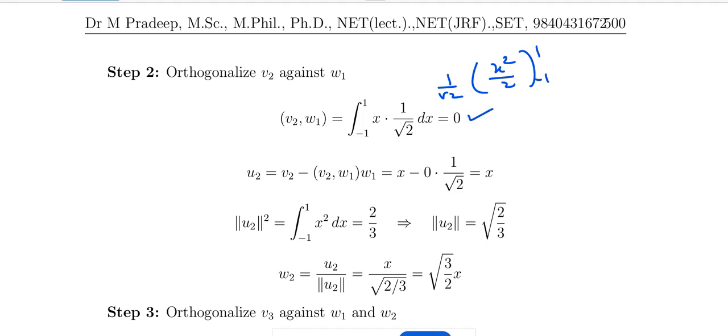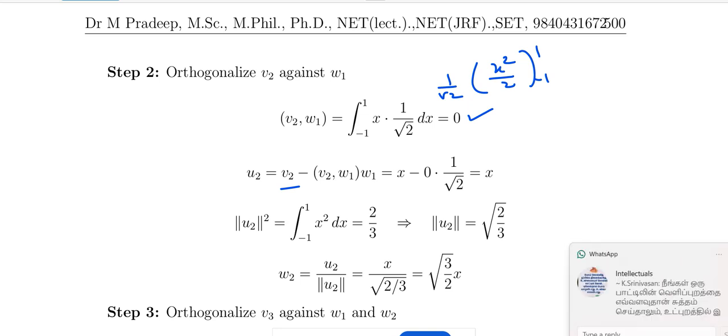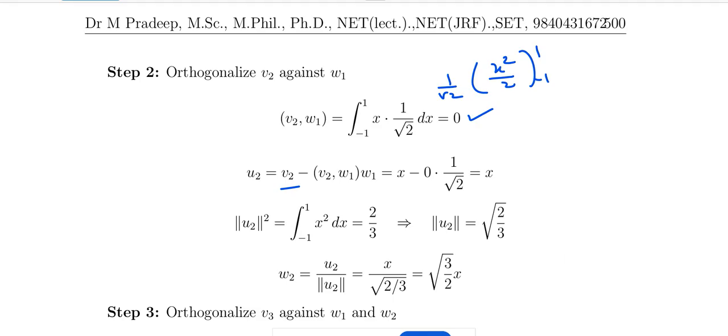The same way, u2 equals v2 minus, by the definition, the inner product of v2 comma w1 into w1. So what is u2? It is x minus the inner product of v2 comma w1, which is 0, into 1 by root 2, that is equal to x. What we need is w2. w2 is u2 by the norm of u2.